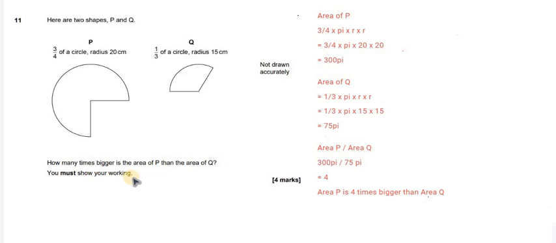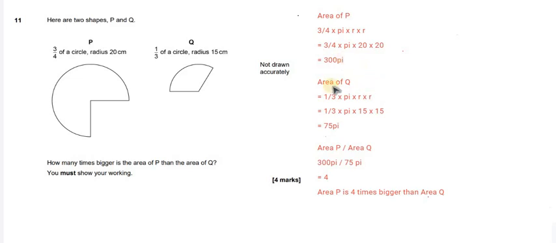So, we find both areas first. The area of P: the area of a whole circle is pi r squared, so pi times r times r. If there's 3/4 of a circle, you just find 3/4 of that whole area. So that's 3/4 times pi times 20 times 20. So multiply 3 times 20 times 20, divide by 4, that gives you 300. And you leave it as 300 pi. Do it in terms of pi. Why? Because it's a non-calculator paper.